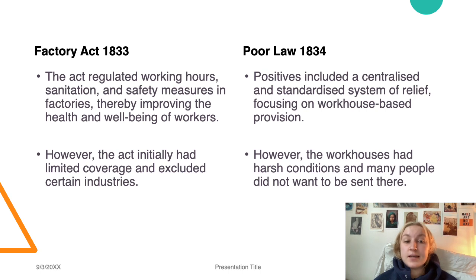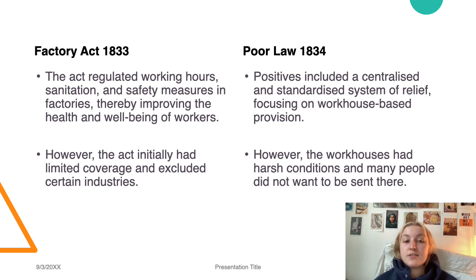The Poor Law of 1834 aimed to reform relief provisions for the poor. Positives included a centralized and standardized system of relief, focusing on workhouse-based provision. However, the workhouses had harsh conditions, and many people did not want to be sent there.